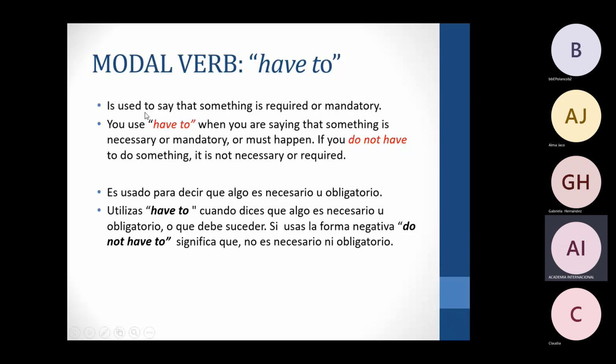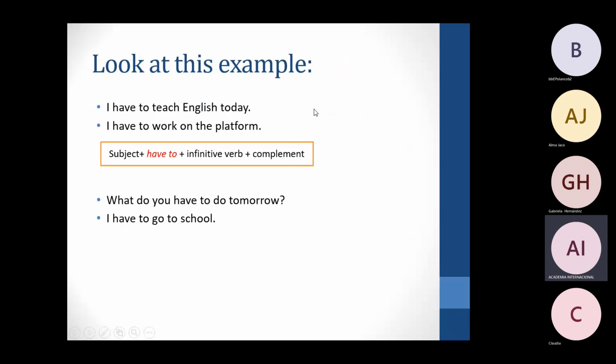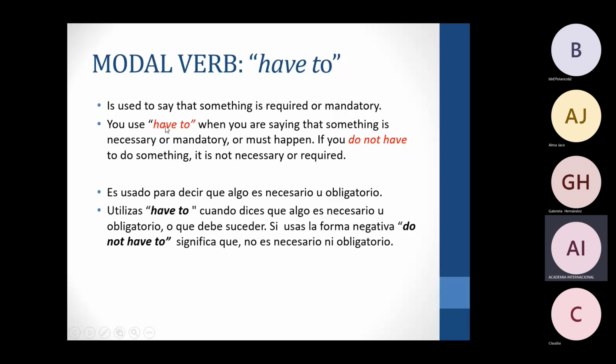It is used to say that something is required or mandatory. You use have to when you are saying that something is necessary or mandatory or must happen. If you don't have to do something, it's not necessary or required. Y dice, es usado para decir que algo es necesario u obligatorio.